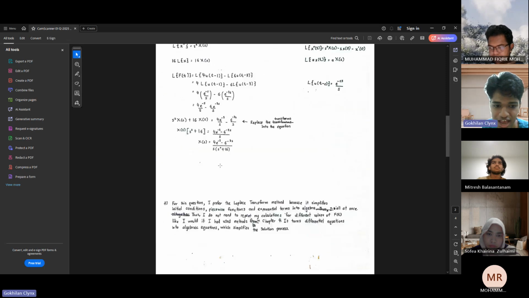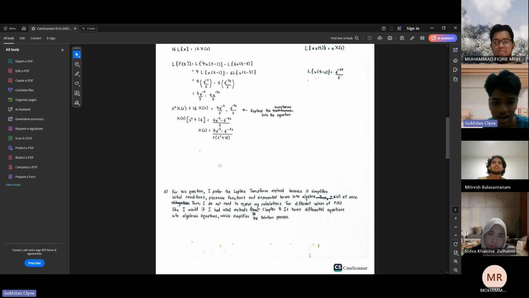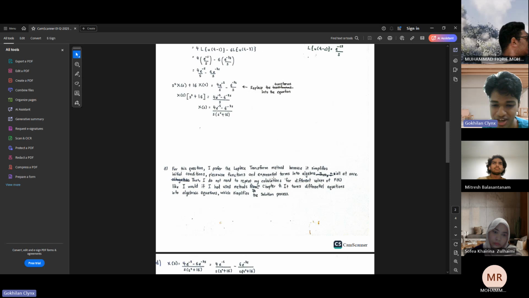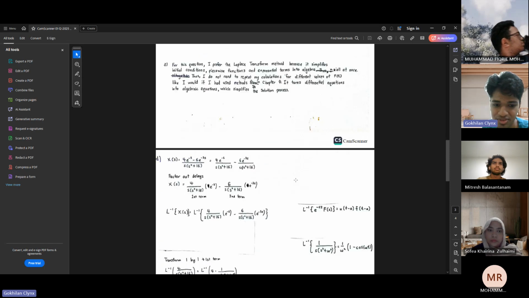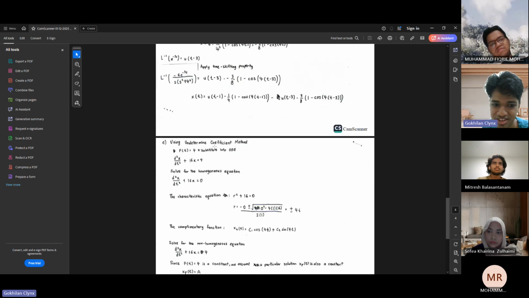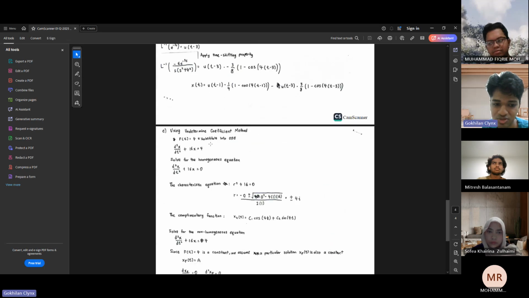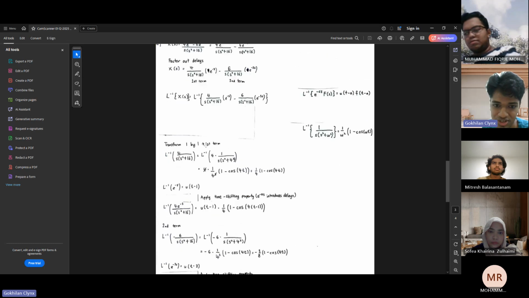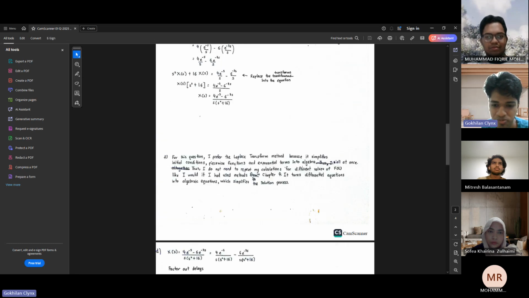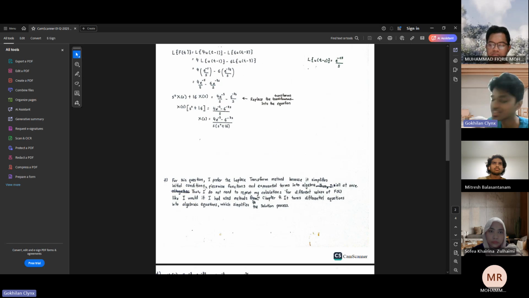Okay, so for question F, which method do I prefer? I prefer the Laplace transform method because it simplifies the initial conditions, piecewise functions, and exponential terms into algebra all at one time. So I do not need to repeat my calculation 3 times for different values of f(t) like I did with question E: f equal to t, f equal to 0, f equal to minus 2. I don't have to repeat 3 times. The Laplace transform method turns the differential equation into algebraic equations, which simplify the solution process.